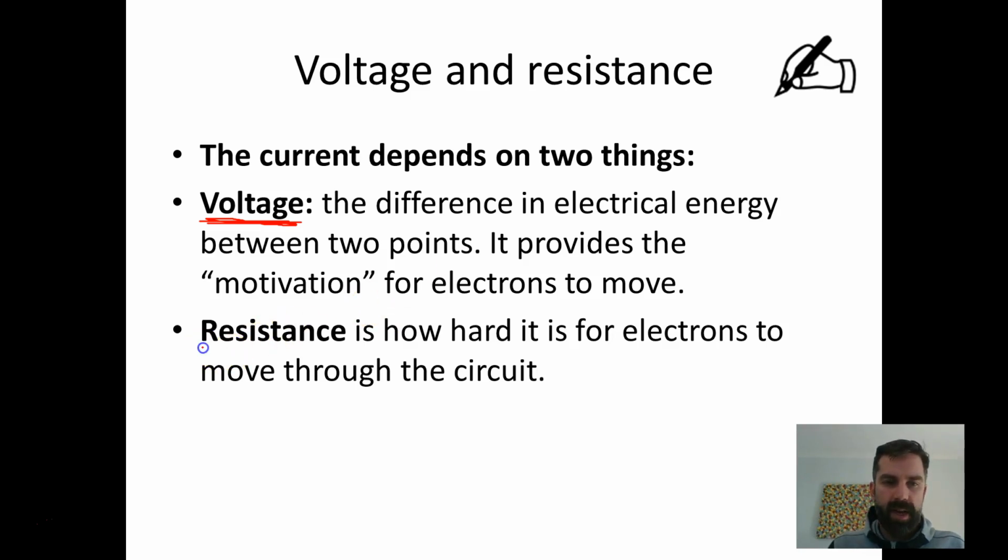The other thing that's going to determine your current is the resistance in the circuit. So the resistance is how hard it is for electrons to move through. So if there's a lot of resistance, for example, if you had an electric motor in a circuit, it's going to be hard. The electrons have to do a lot of work to get through the circuit to make that motor turn. And so the current is going to be low. But if you have a really low resistance, like maybe you've just got a little light bulb, then the current can be quite high. Okay, so voltage increases the current, resistance decreases the current.